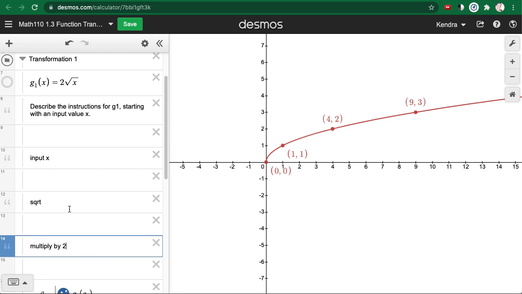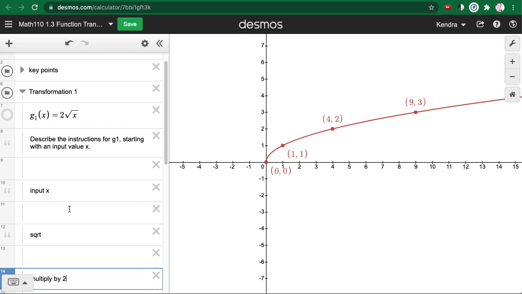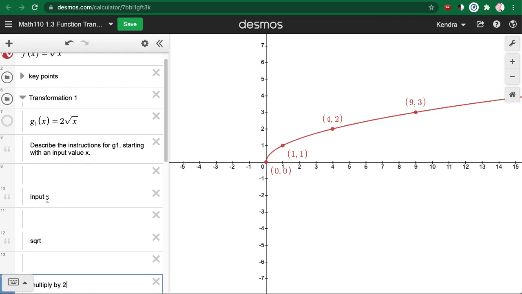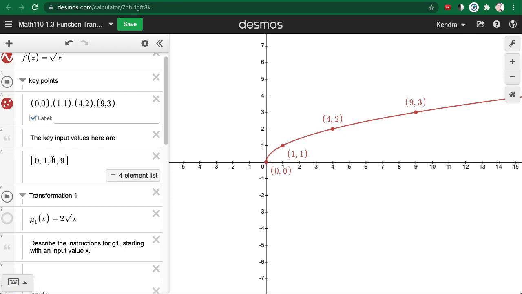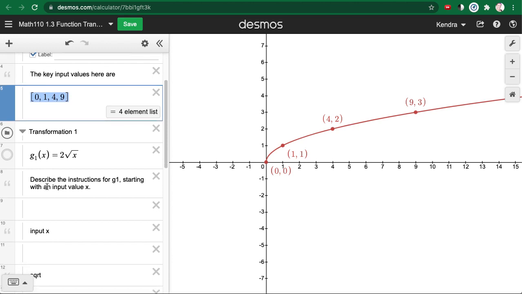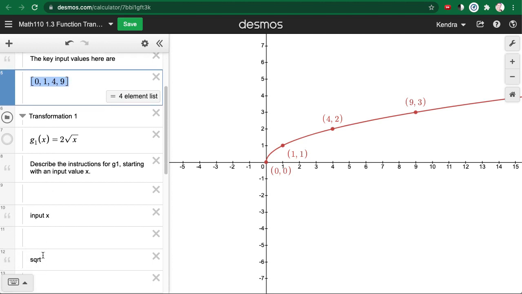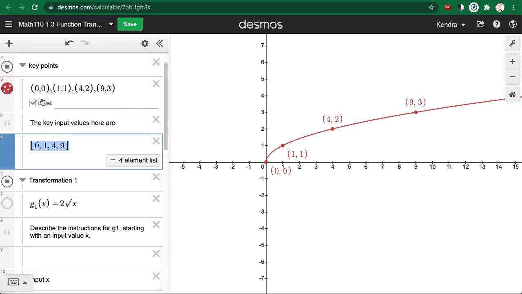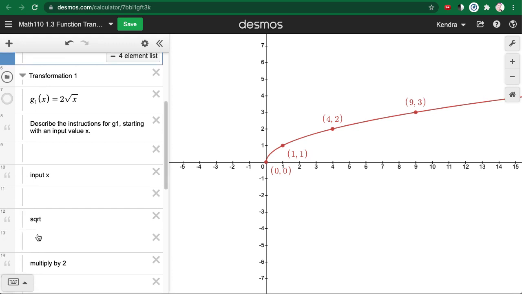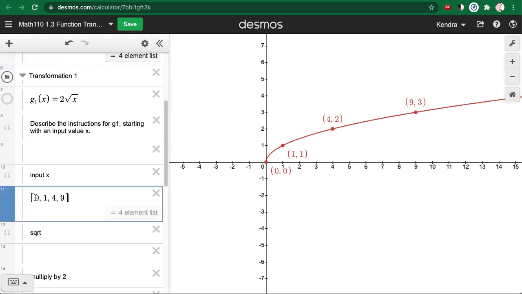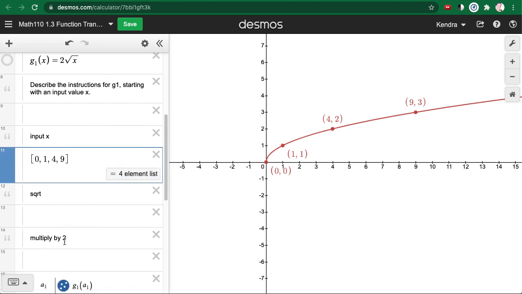Now this is listing out what the steps are, and I'm going to take those steps and run them on my key input values. When I square root, the thing that I want to input into the square root is these key input values. So I'm going to copy those here, and this is the thing that I'm going to square root. I'm going to put those numbers in, and square root each of those numbers.